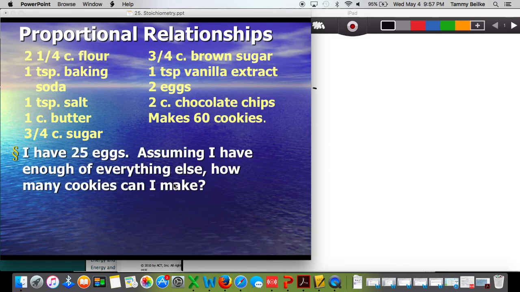Okay, scenario for you. I've got 25 eggs. This seems like a lot of eggs, but it is not unreasonable for me to have this many eggs in my fridge. And one day, upon having 25 eggs in my fridge, I asked myself, how many cookies can I make from this? But I'm also going to assume I have enough of everything else. Okay, pause the video, take a second. How many cookies can you make? Calculate it out.